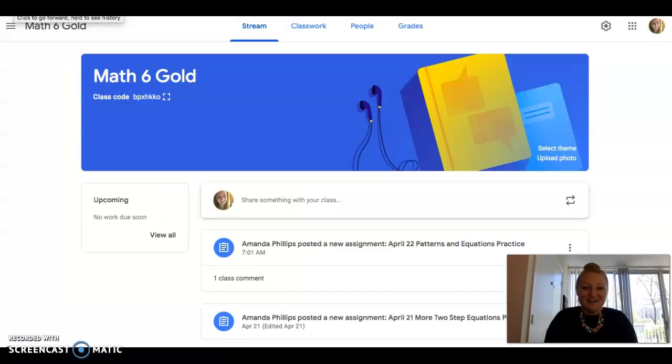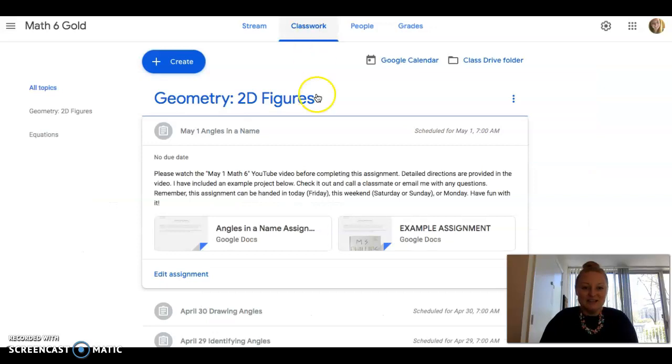All right, here we are in our Google Classroom. This screen should look familiar. You're going to go over, as usual, to classwork and look for today's date, which is May 1st, and this assignment is called Angles in a Name. Notice that it doesn't say it has a due date, but I'm letting you know it is due Monday before you go to bed. Please watch this YouTube video before completing the assignment. Again, the YouTube videos always stay posted, so you can always come back and rewatch this if you have other questions. So we're going to go over detailed directions together and an example project below.